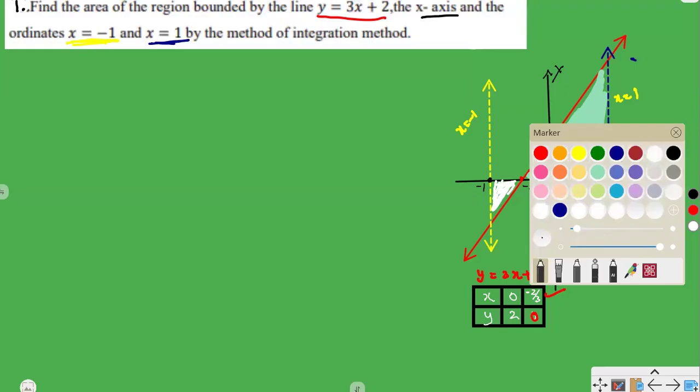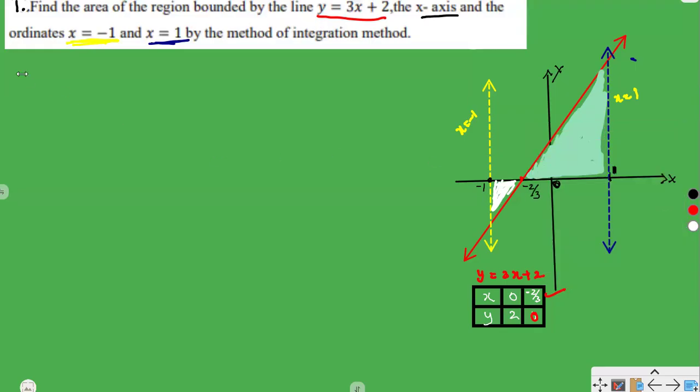So we write here area equals, the formula for area equals, first this area, the one shaded in white color, right? That is below the x-axis. Below the x-axis, the area comes out negative, so I'll put a modulus here to make it positive.